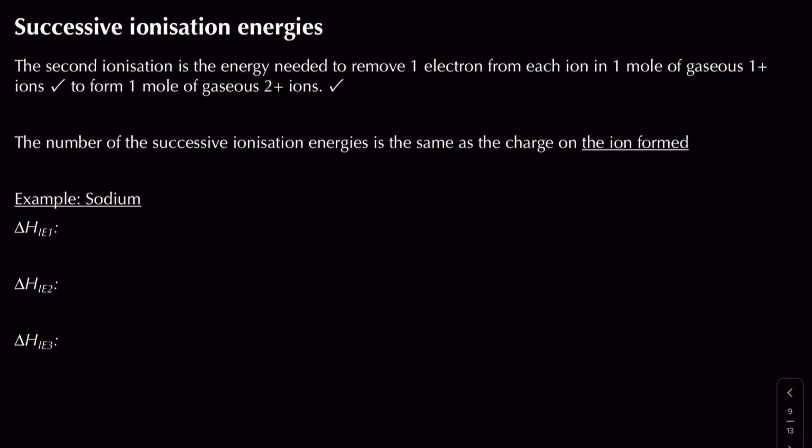The general name we call it is successive ionization energies. Now in terms of the second ionization energy as an example, we're looking at the energy needed to remove 1 electron from each ion in 1 mole of gaseous 1+ ions. So in other words, 1 mole of electrons from 1 mole of gaseous 1+ ions, and we're trying to form 1 mole of gaseous 2+ ions in this case.